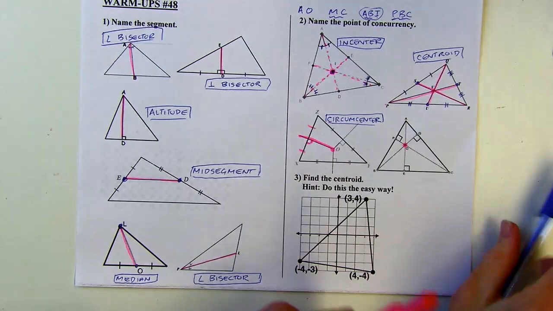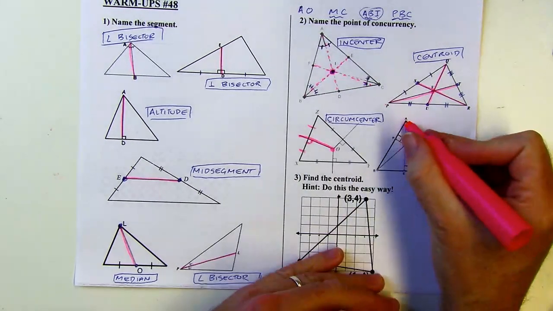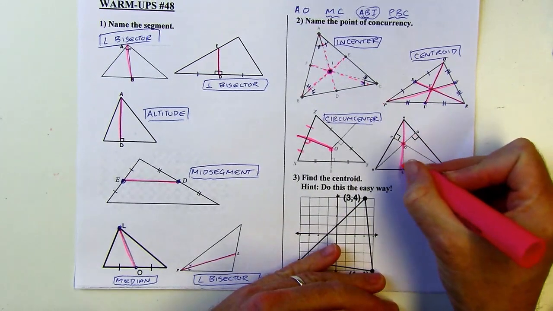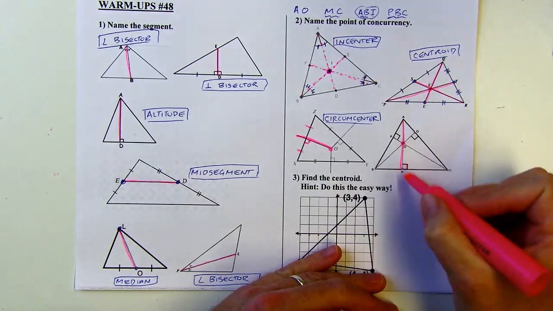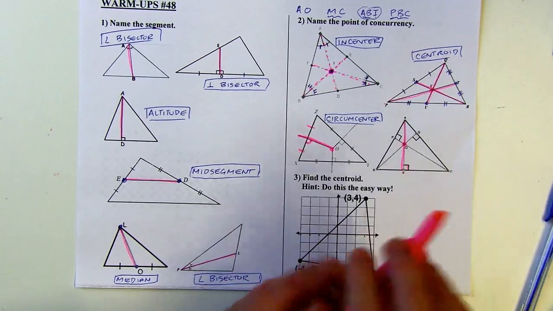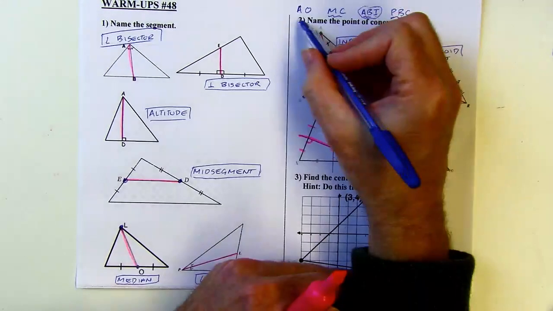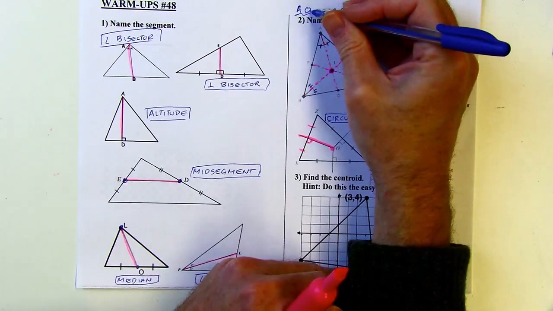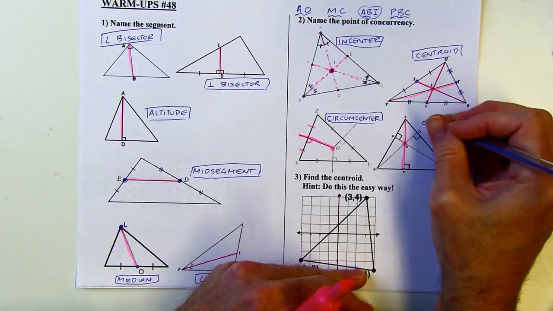Okay, and then last but not least, so looking at these, they aren't perpendicular bisectors. Yeah, they're perpendicular, but they don't bisect the opposite sides. But it does go to the opposite corner from this side. So this is going to be an altitude. So that's the last one. Altitude, it goes with something with an O. That's an orthocenter.